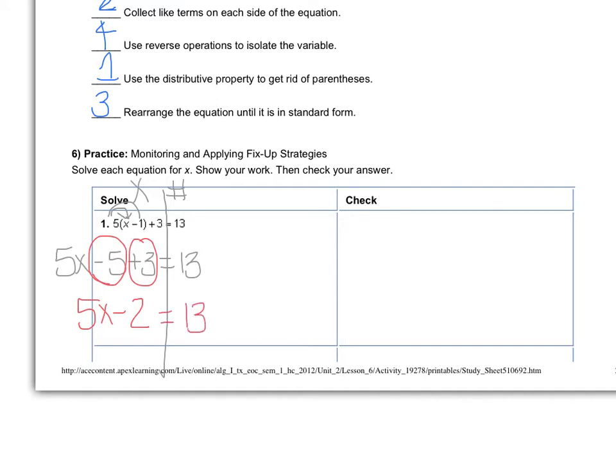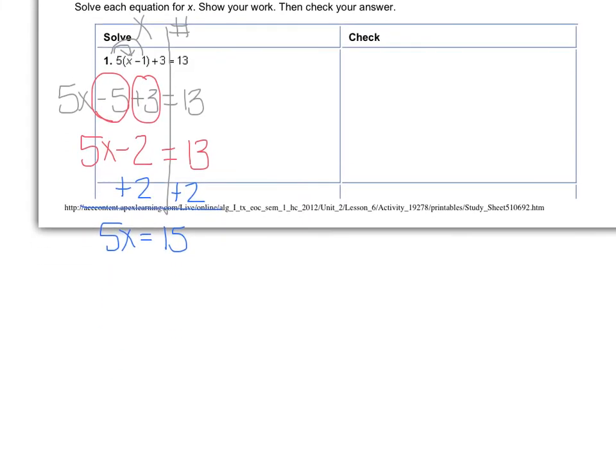To solve this now, because that's the point I'm at, I don't have anything else I can combine together. So remember, when we solve, we always add or subtract first. So we're going to plus 2 to both sides. So we end up with 5x equals 15. Then I can divide both sides by 5, because remember, that's 5 times x. The 5's cancel. I get x equals 15 divided by 5 is 3. And that would be my final answer.